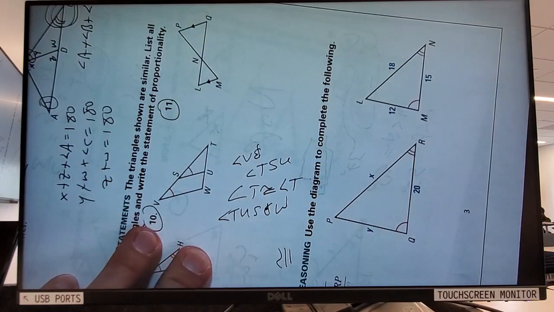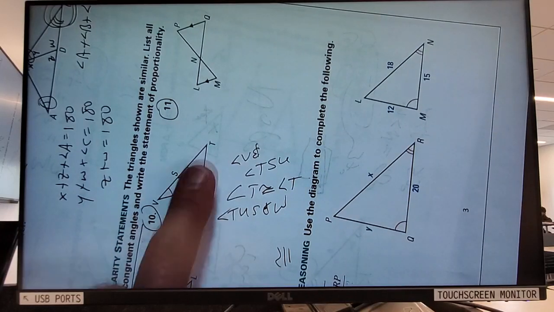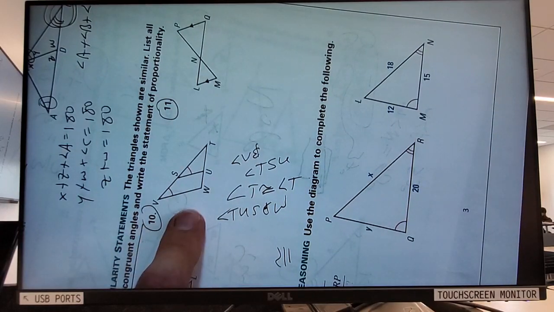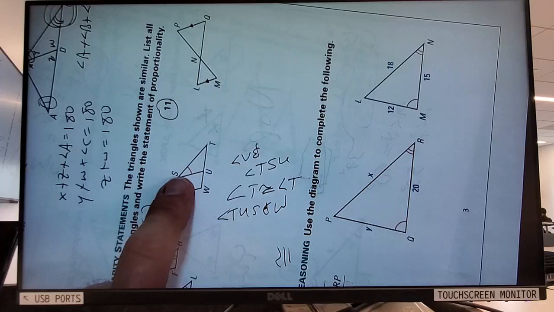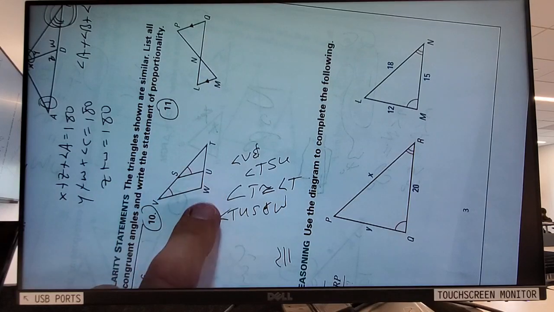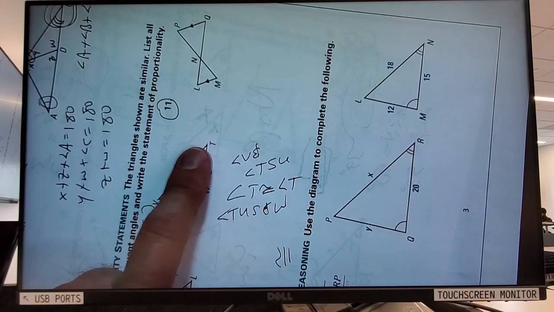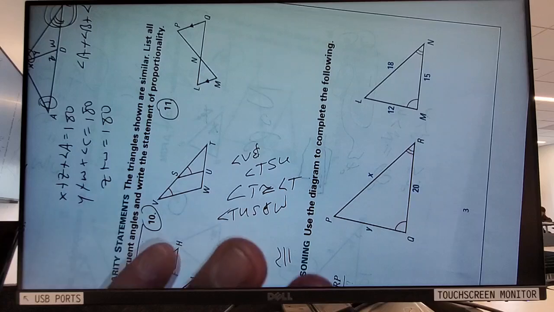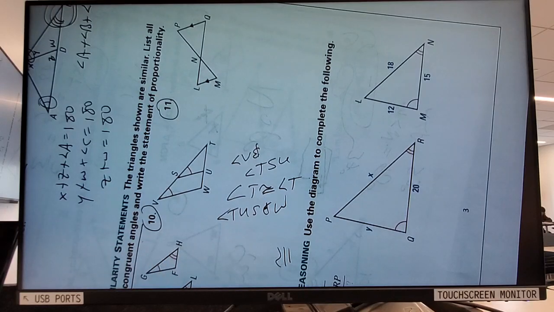So if they give me two triangles that are congruent, this one's kind of nice because it's easy to see what maps to what. S maps to V, U maps to W, and T maps to T. Do you guys understand what I mean when I say maps? It's kind of like they are the same, just extended. Okay.